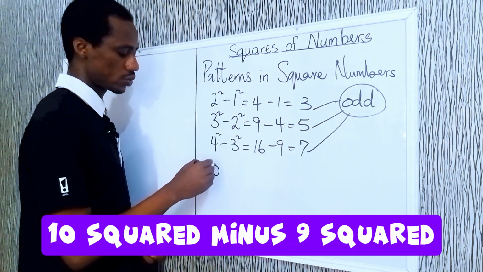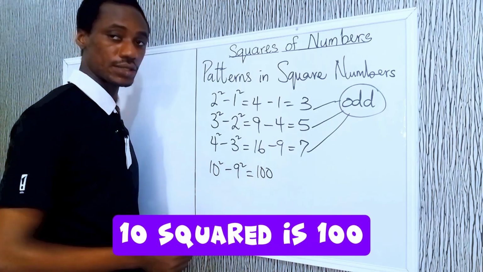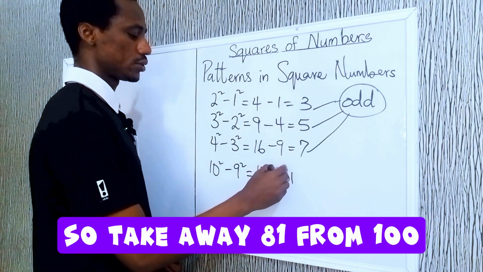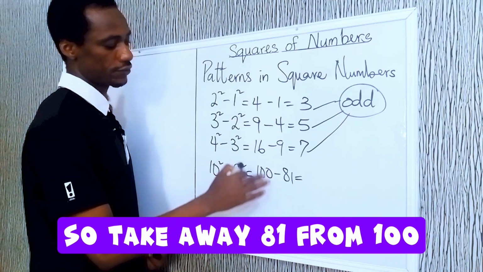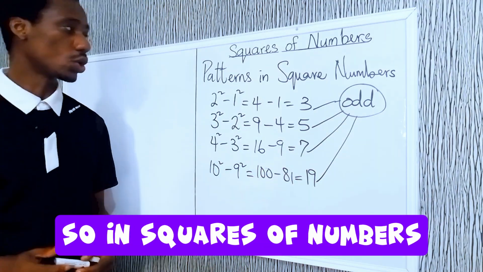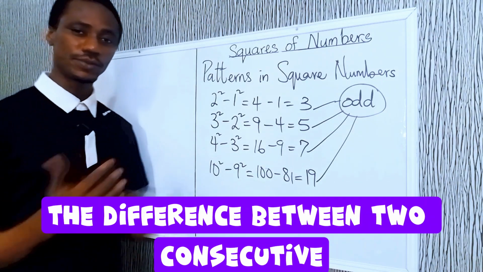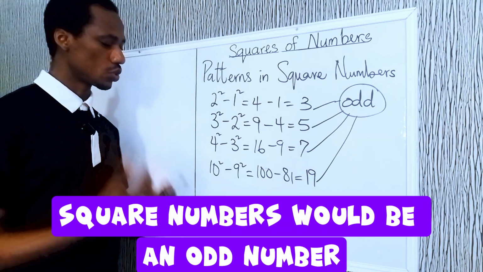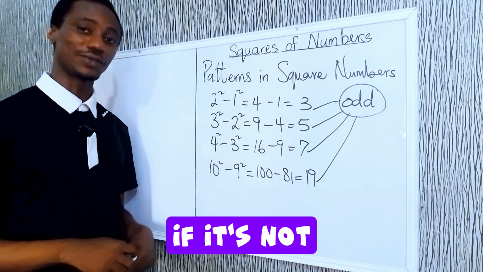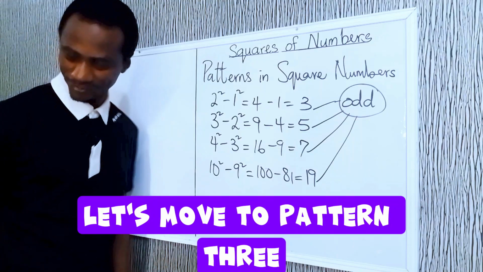Let's go to 10 squared minus 9 squared. 10 squared is 100. That's 10 times 10, right? And 9 squared is 81. So take away 81 from 100, and then you should have 19, odd. So in squares of numbers, the difference between two consecutive square numbers would be an odd number. Take note of that. If it's not, then you know you're not dealing with a square. Let's move to pattern 3.